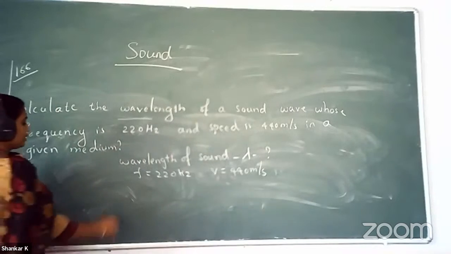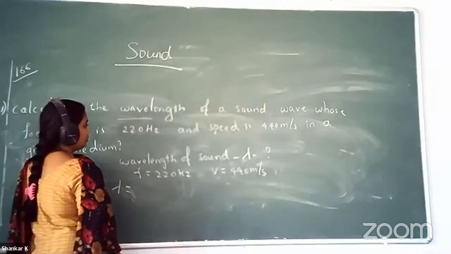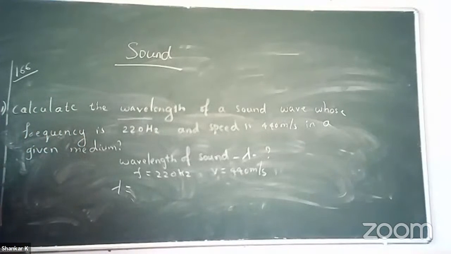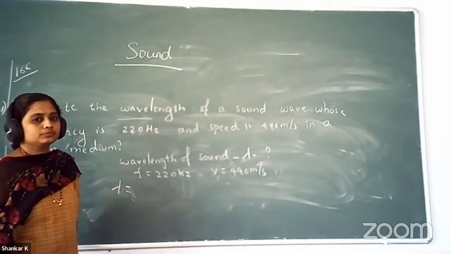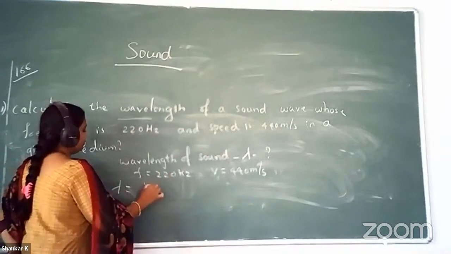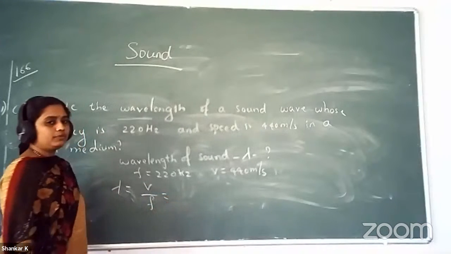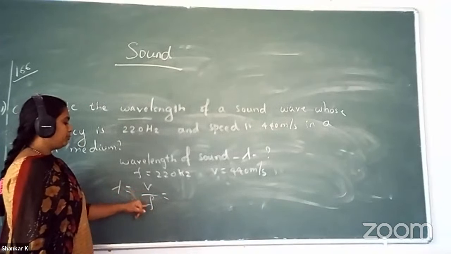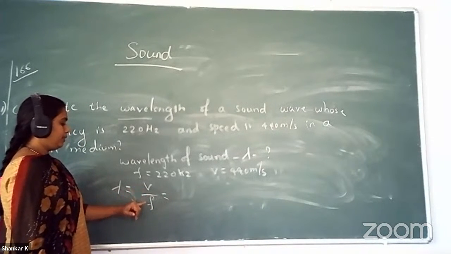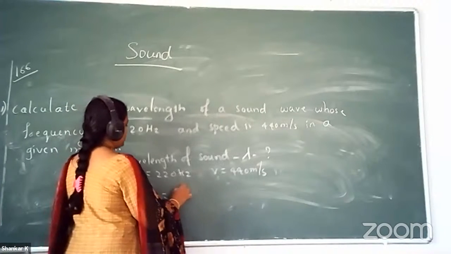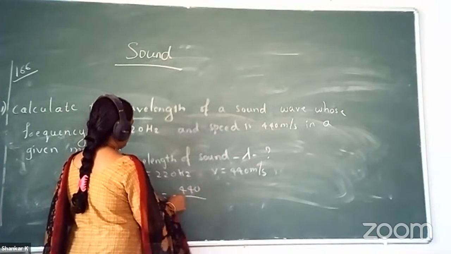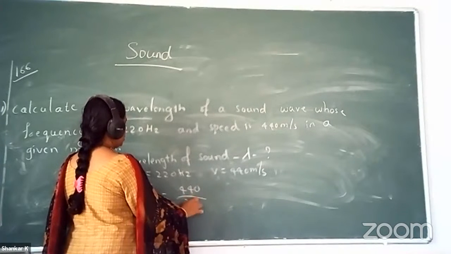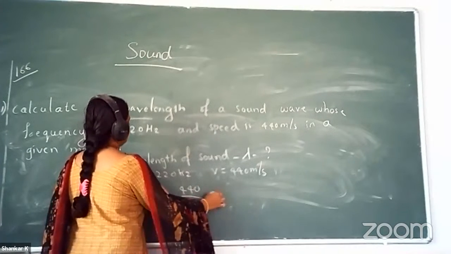Then lambda is equal to what? What is the formula for wavelength? Lambda is equal to v divided by f, speed divided by frequency. So speed is 440 meters per second and frequency is 220 Hz. Then what is the answer?